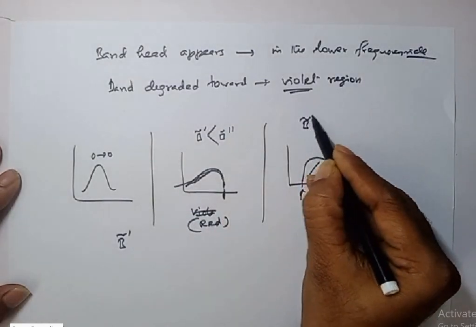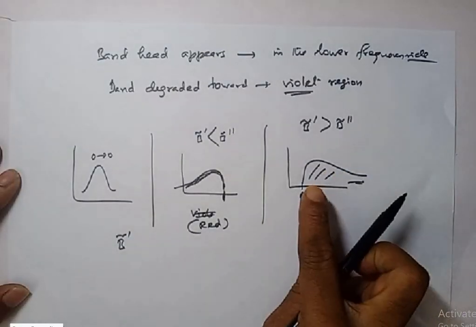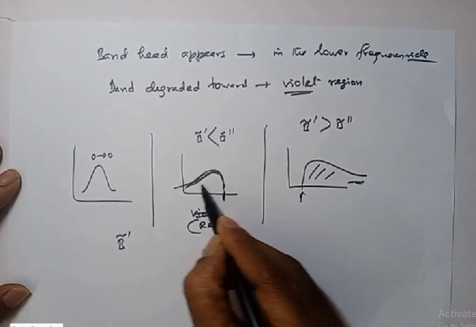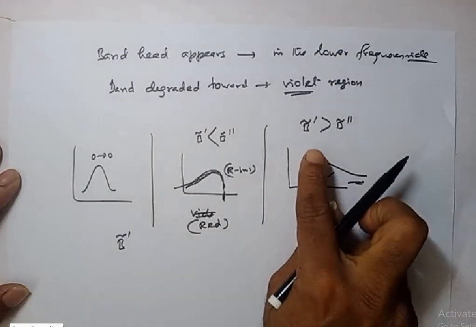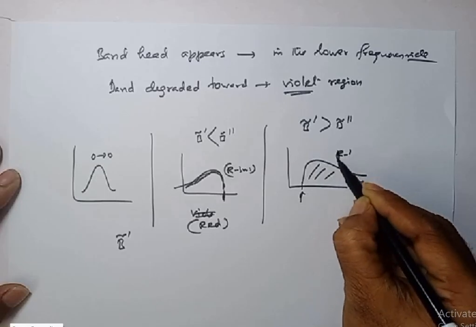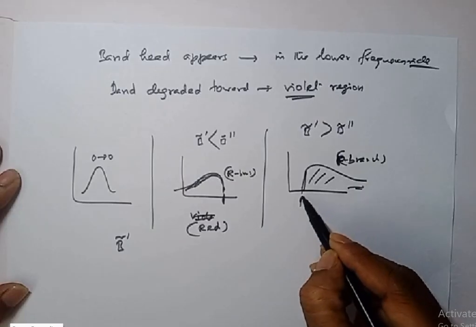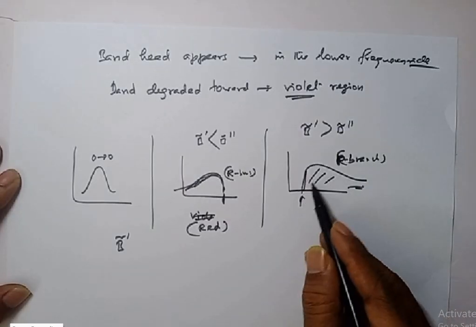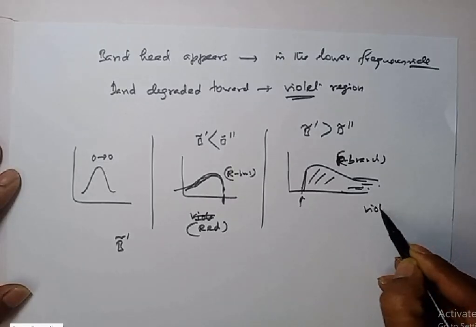If B prime is less than B double prime, this band appears in the R branch. Whereas when B prime is greater than B double prime, the band appears in the P branch, and we get the band head in the P branch, and degradation occurs towards higher frequency. So it is called the violet region.